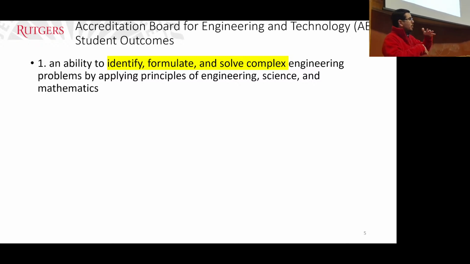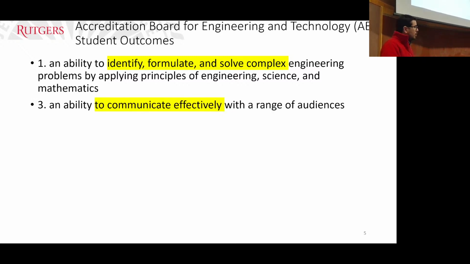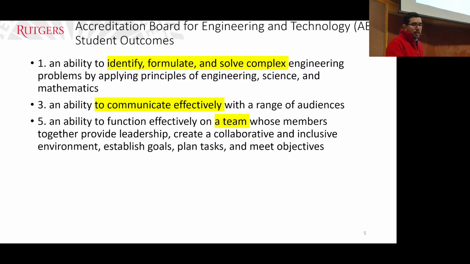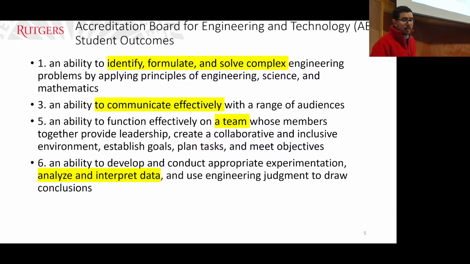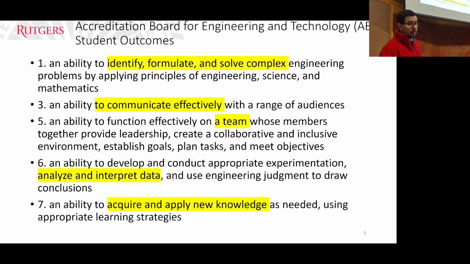So there are 7 criteria that we get to meet, and this course will work on the first one, which involves identifying and formulating and solving complex engineering problems. We'll work on number 3, hopefully how to communicate effectively, at least through your reports and through your presentations. You'll get to do a little bit of work on a team of 3 students, and we'll be doing lots of analysis, lots of interpretation of data, and hopefully we'll be acquiring some new knowledge and being able to figure out how to use that in other aspects of our lives.